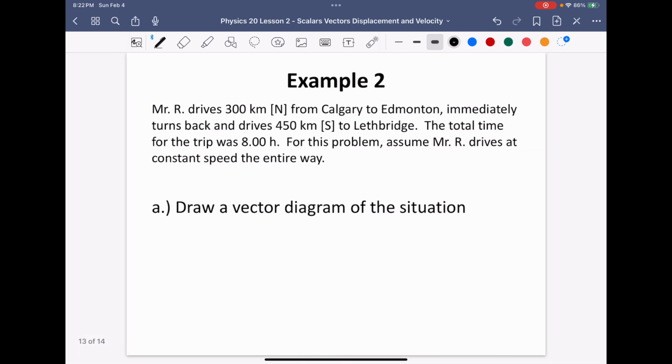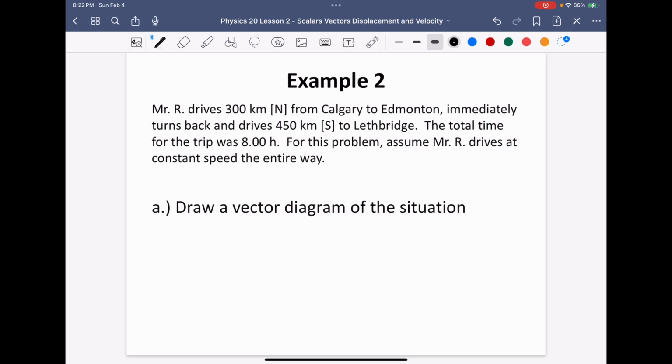Okay, suppose we have the following example. Example 2. Mr. R drives 300 kilometers north from Calgary to Edmonton, and then immediately turns back and drives 450 kilometers south to Lethbridge. The total time for the trip was 8 hours. For this problem, assume that Mr. R drives at a constant speed the entire way.